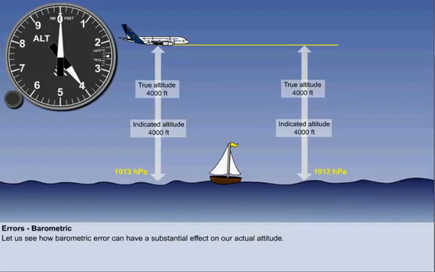In our illustration here, we have an aircraft with 1013 set on the pressure altimeter flying from A to B at a constant indicated altitude of 4,000 feet. We can see that when the aircraft arrives at B, the indicated altitude and the true altitude are both 4,000 feet. Now let's see the effect of barometric error if we fly at a constant indicated altitude of 4,000 feet from A to B while the atmospheric pressure is changing.